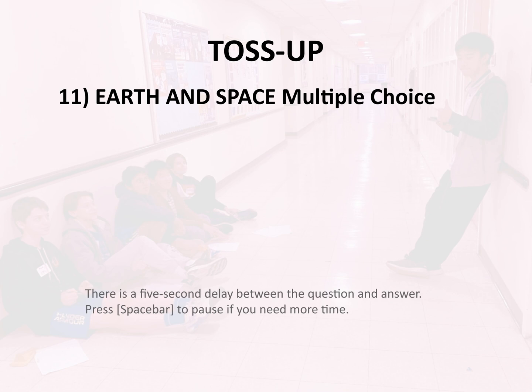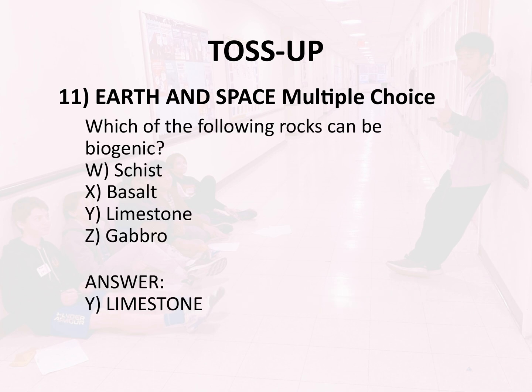Toss-up 11. Earth and space multiple choice. Which of the following rocks can be biogenic? W. Schist. X. Basalt. Y. Limestone. Z. Gabbro. Answer. Y. Limestone.